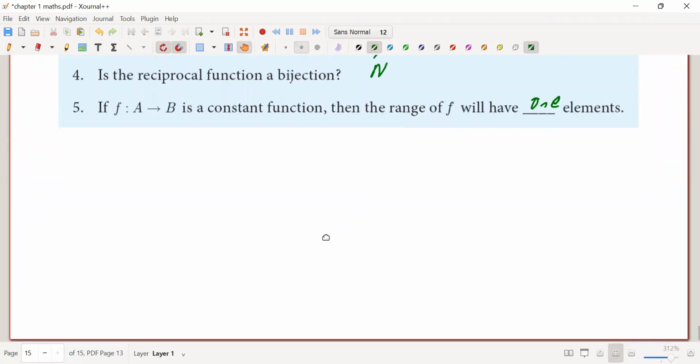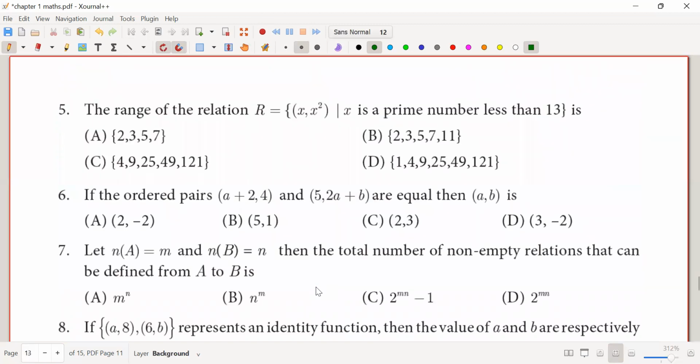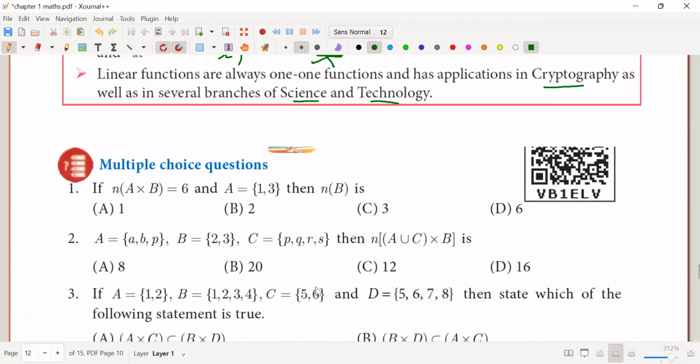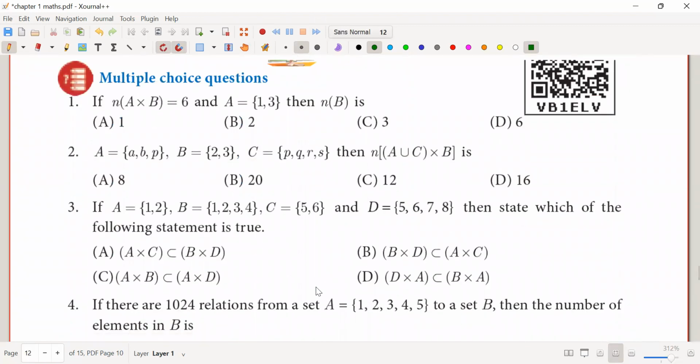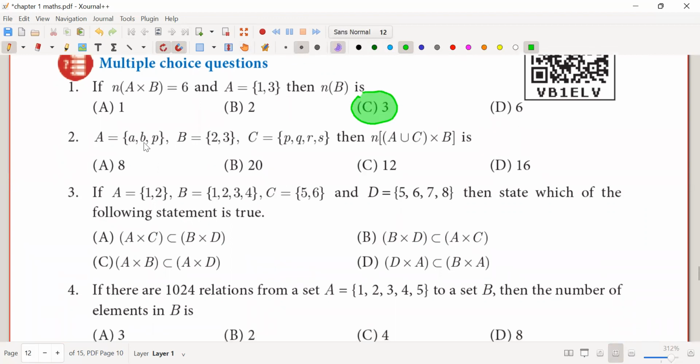So this is the first chapter. Okay, what about the 1 mark? n of A cross B equal to 6, A equal to 1, 3, then n of B is, great work, definitely it will be 3. Good. Then A equal to a, b, p, B equal to 2, 3, C equal to p, q, r, s. n of A union B cross C is, cross B is, how come?